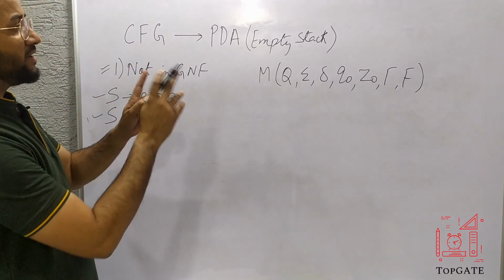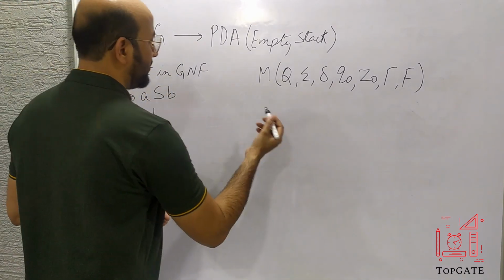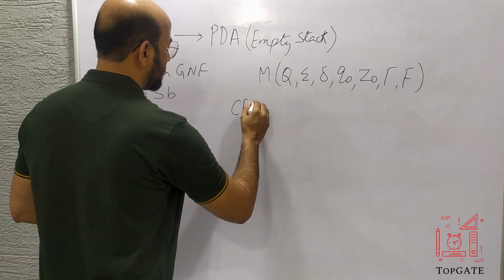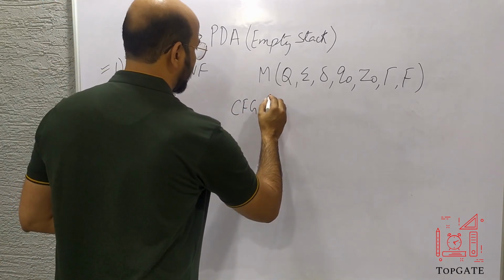Okay. Now when we are considering this in the form of a CFG, then we'll have something different. So what kind of PDA will we consider in this one?